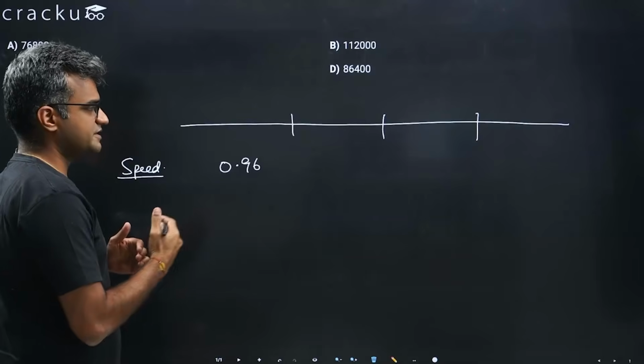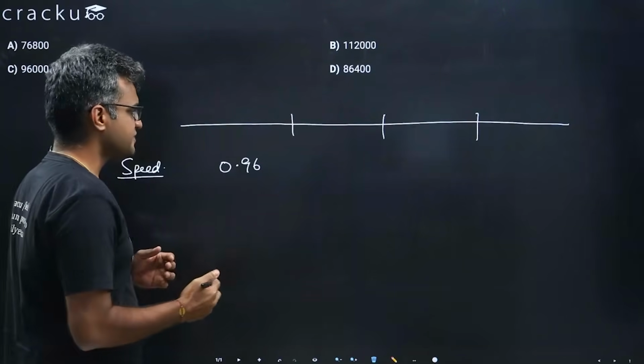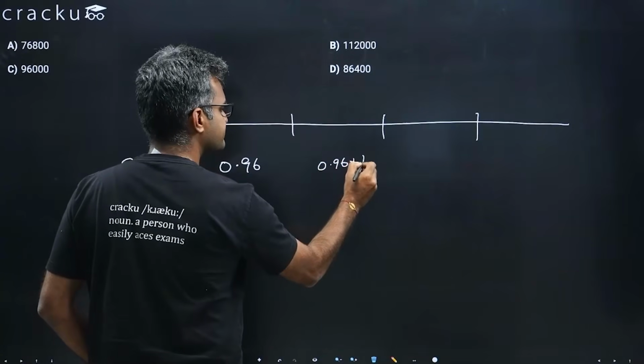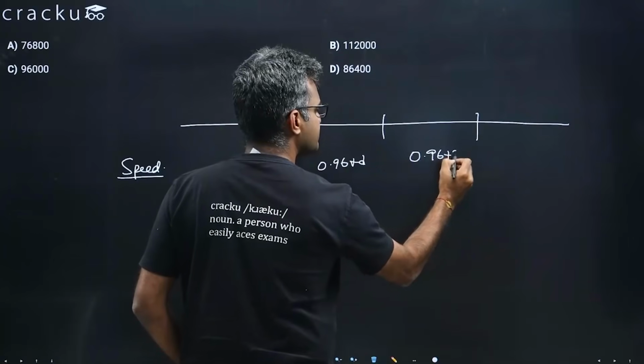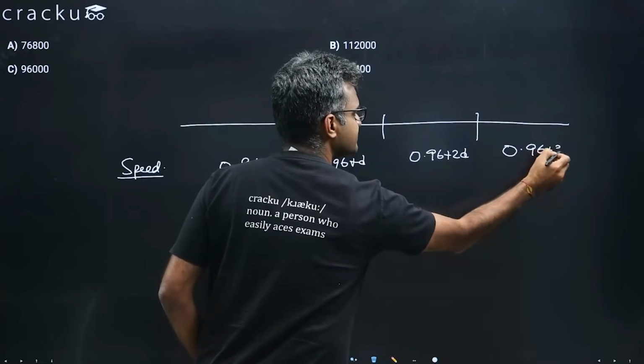Let us assume that the common difference of the arithmetic progression is d. So in the second part she traveled at 0.96 plus d. In the third one she would travel at 0.96 plus 2d. And in the last one she traveled at 0.96 plus 3d.